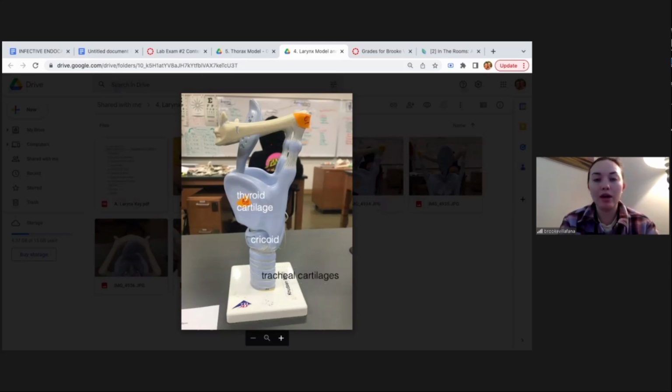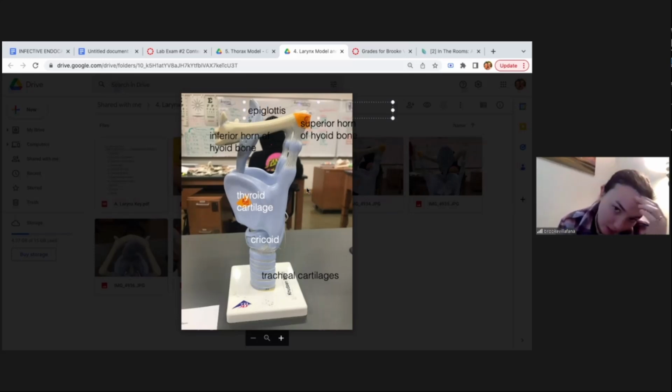And then we have our hyoid bone and our epiglottis. So the hyoid bone has the superior horn of the hyoid bone and the inferior horn of the hyoid bone. The thyroid has the superior, I always get these, I need to look at that part, and then epiglottis up here. Okay, so superior horn of the hyoid bone, inferior horn of the hyoid bone, and then we have our thyroid cartilage, cricoid, and our epiglottis.